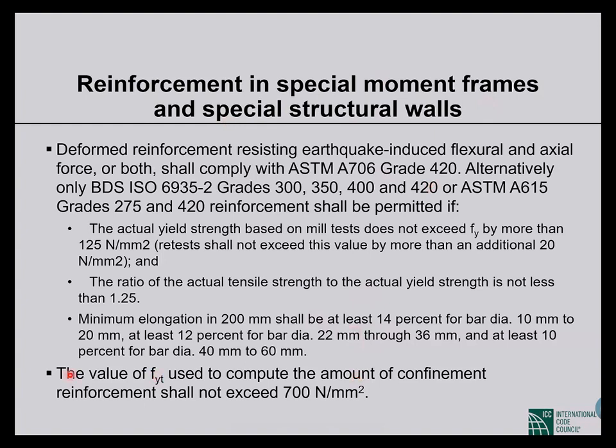The value of fyt used to compute the amount of confinement reinforcement shall not exceed 700 megapascal. So these limits are related to longitudinal bars, that is the bars that will resist the earthquake-induced flexural and axial force. And the tie bars, confinement reinforcement or stirrups, can have a higher grade, but the fyt must not exceed 700 megapascal. So this is very restrictive. That is mentioned in BNBC 2020.